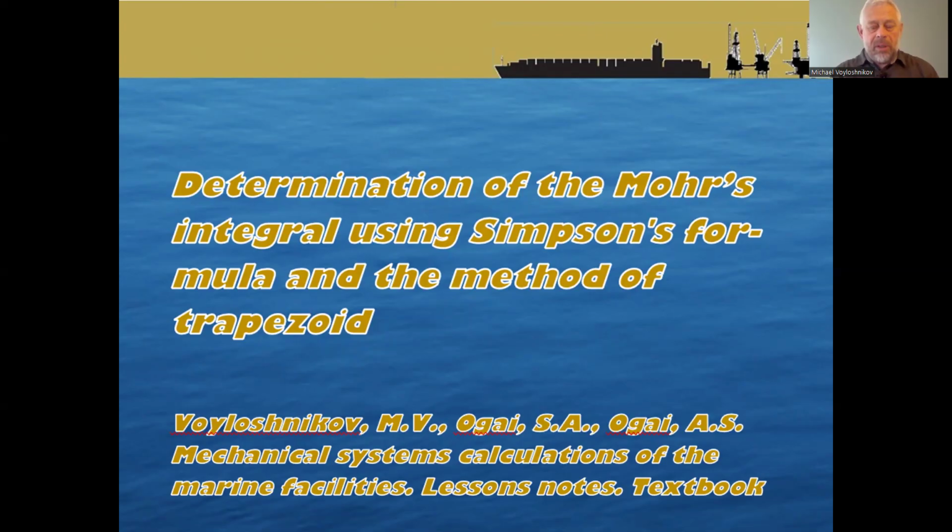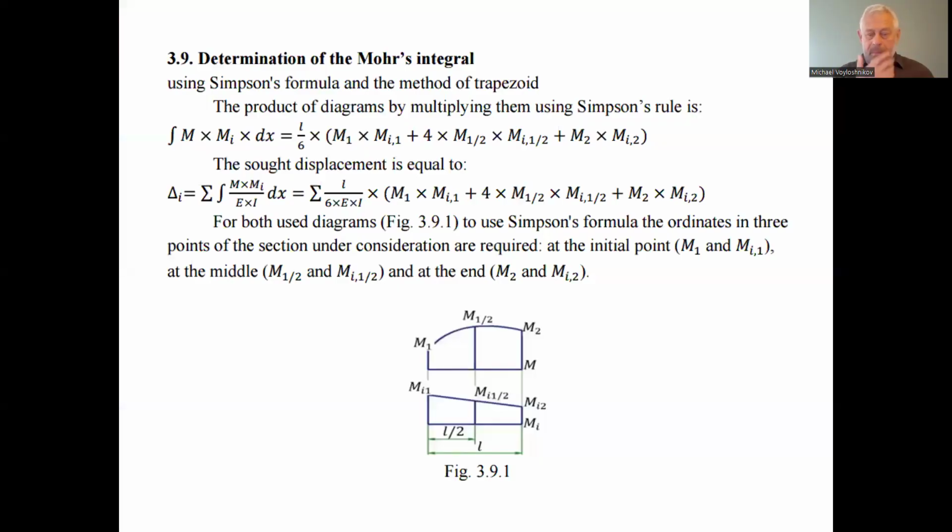Determination of the Mohr integral using Simpson's formula and the method of trapezoid. This is article 3.9 of the book Mechanical Systems Calculations of the Marine Facilities. Finding the displacement of the mechanical system, any nodes or just the points of the elements of the mechanical system, we usually use a Mohr integral.